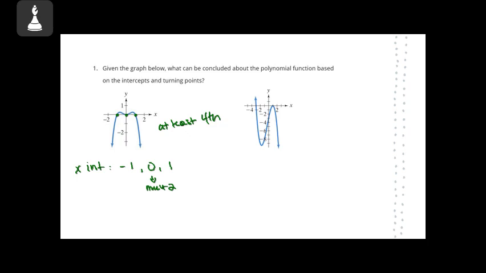Okay, turning points, we have 2 of them, right? Or 3, nope, we have 3. So if it's at least 4th degree, we should have 3 turning points. So here we go from up to down. Here we go from down back up. And here we go from up back to down. So concluding all of those things together, x-intercepts, multiplicity, and turning points.